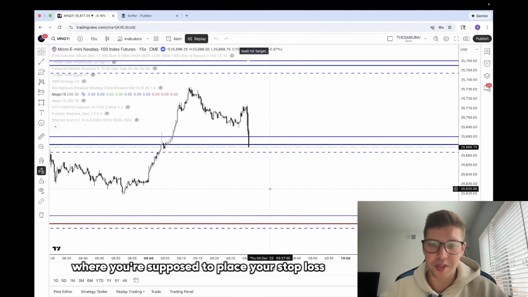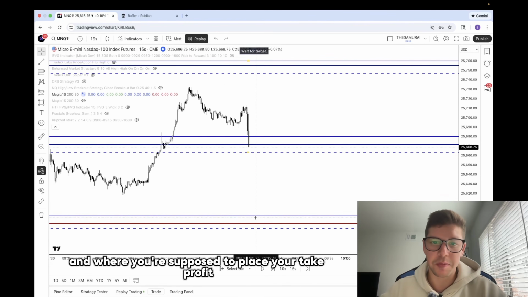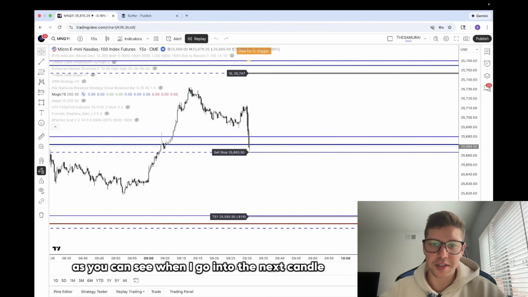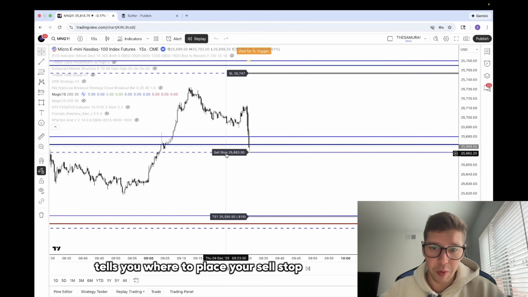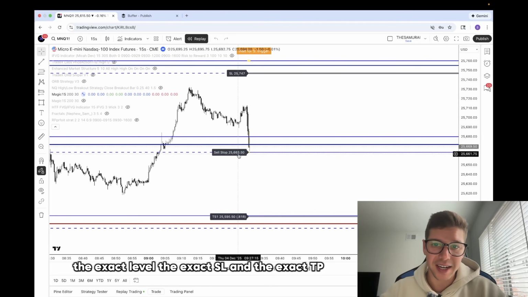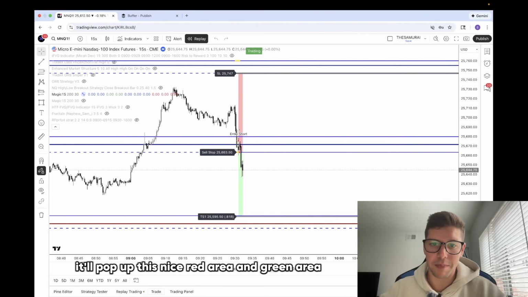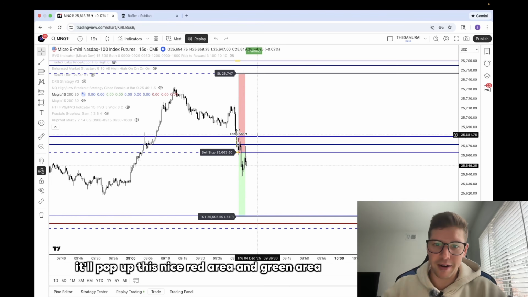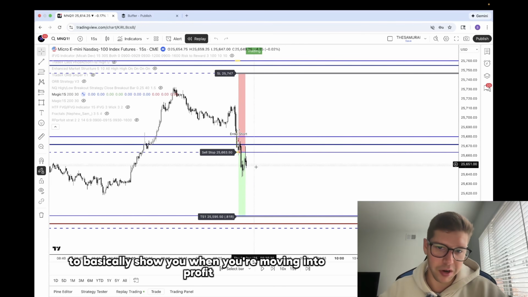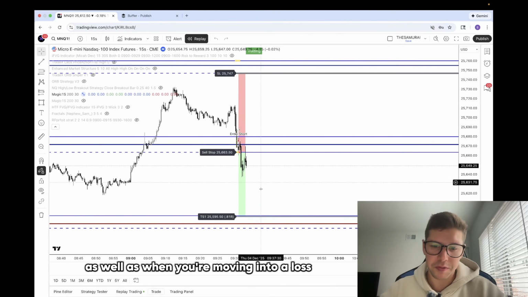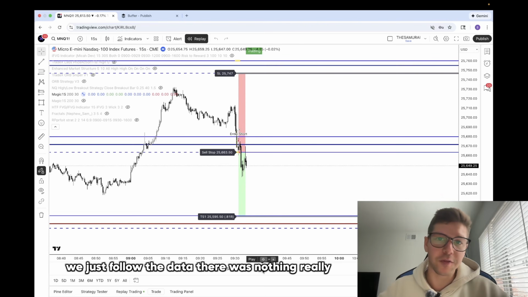where you're supposed to place your stop loss, and where you're supposed to place your take profit. As you can see, when I go into the next candle, it tells you where to place your sell stop, the exact level, the exact SL, and the exact TP. Today was absolutely gorgeous. It'll pop up this nice red area and green area to basically show you when you're moving into profit as well as when you're moving into a loss. We just follow the data.